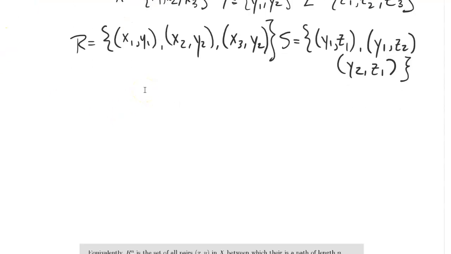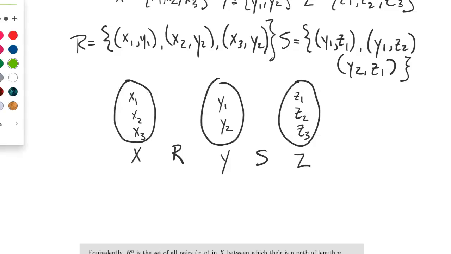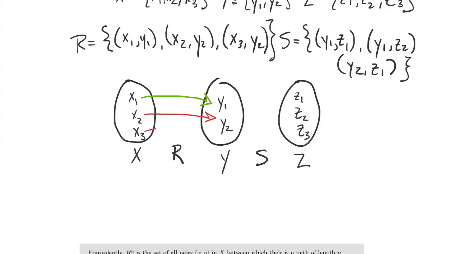All right, so let's visualize this relation by drawing X, Y, and Z as sets. So here's the set X, here's the set Y, and here's the set Z. And in X, I've got the elements X1, X2, and X3. In Y, I've got the elements Y1 and Y2. And in Z, I've got the elements Z1, Z2, and Z3. And now I'm going to draw an arrow between any pairs X and Y that are related by R, and between any pairs Y and Z that are related by S. So X1 is related to Y1. X2 and X3 are both related to Y2. Then Y1 is related to both Z1 and Z2, and Y2 is only related to Z1.